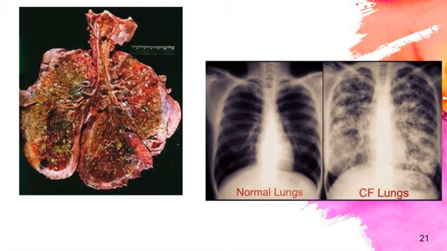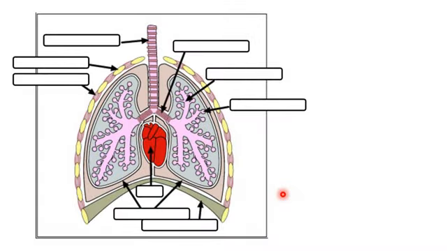So what we can look at first is a diagram of these lungs. And I would like you to label this picture first in your diagrams, and then we're going to talk about how cystic fibrosis affects them.